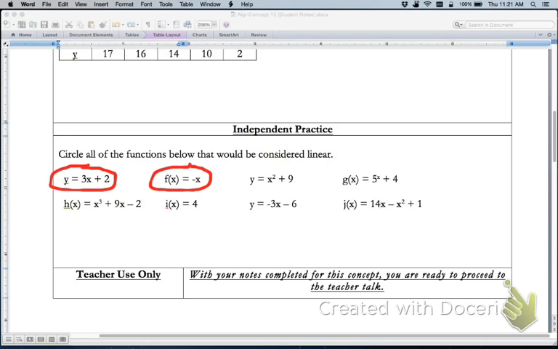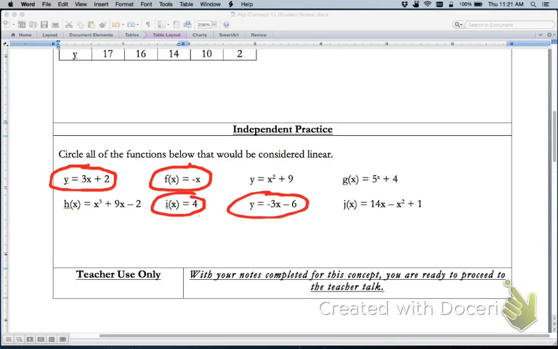Going to the bottom row, h of x is out. I of x, it's equal to a constant 4. Negative 3x minus 6, that's linear. And the last one looks linear, but notice there's a negative x squared in there, so that makes it not linear.